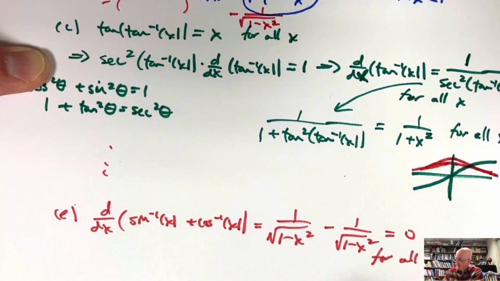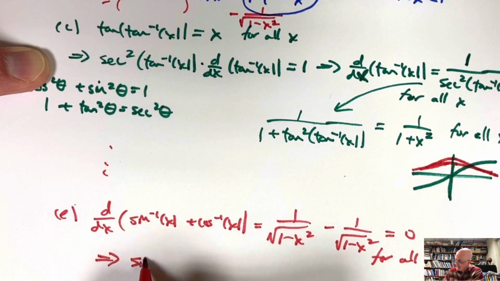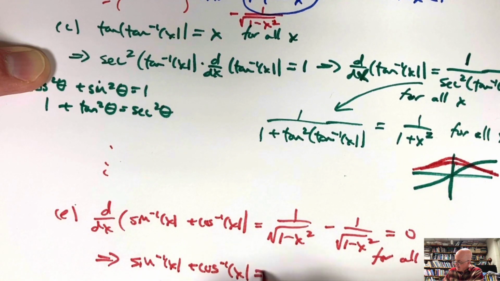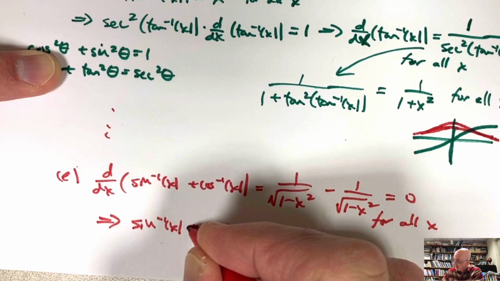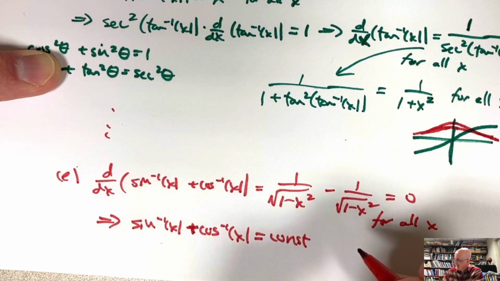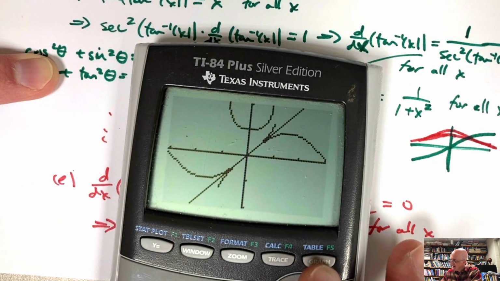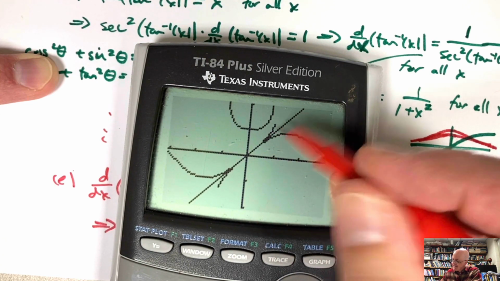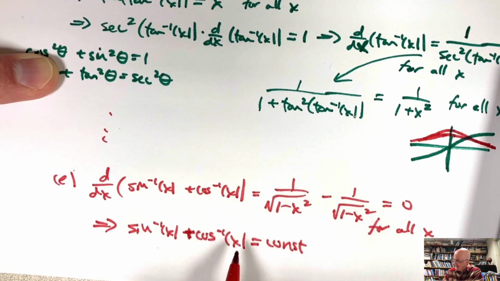And what would that mean? We've got a function whose derivative is always 0. There's something called the constant function theorem. That means this function must be constant. Inverse sine of x plus inverse cosine of x is a constant for all x in the domain, which is negative 1 to 1. Really? The graph of inverse sine we saw was this thing right here. Add this to it, you've got to get a constant.